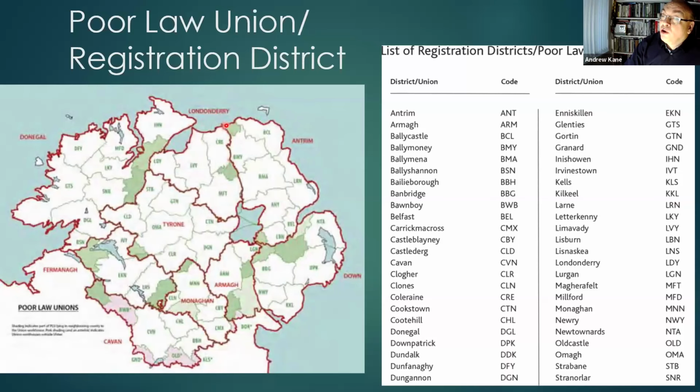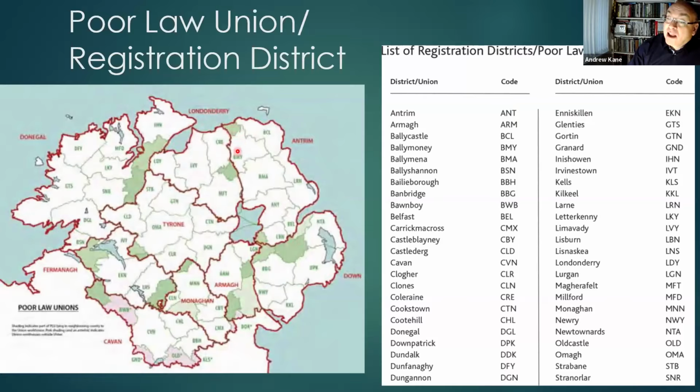Those areas in green that you can see in that map are little bits of the poor law union, where a poor law union has part of a county which the workhouse is not situated in. So for example, if we look up on the north coast here, we can see that Coleraine Poor Law Union has a small part of North Antrim included in it. So that's indicated in green so that we can see that that is not part of Ballymoney or Ballycastle.